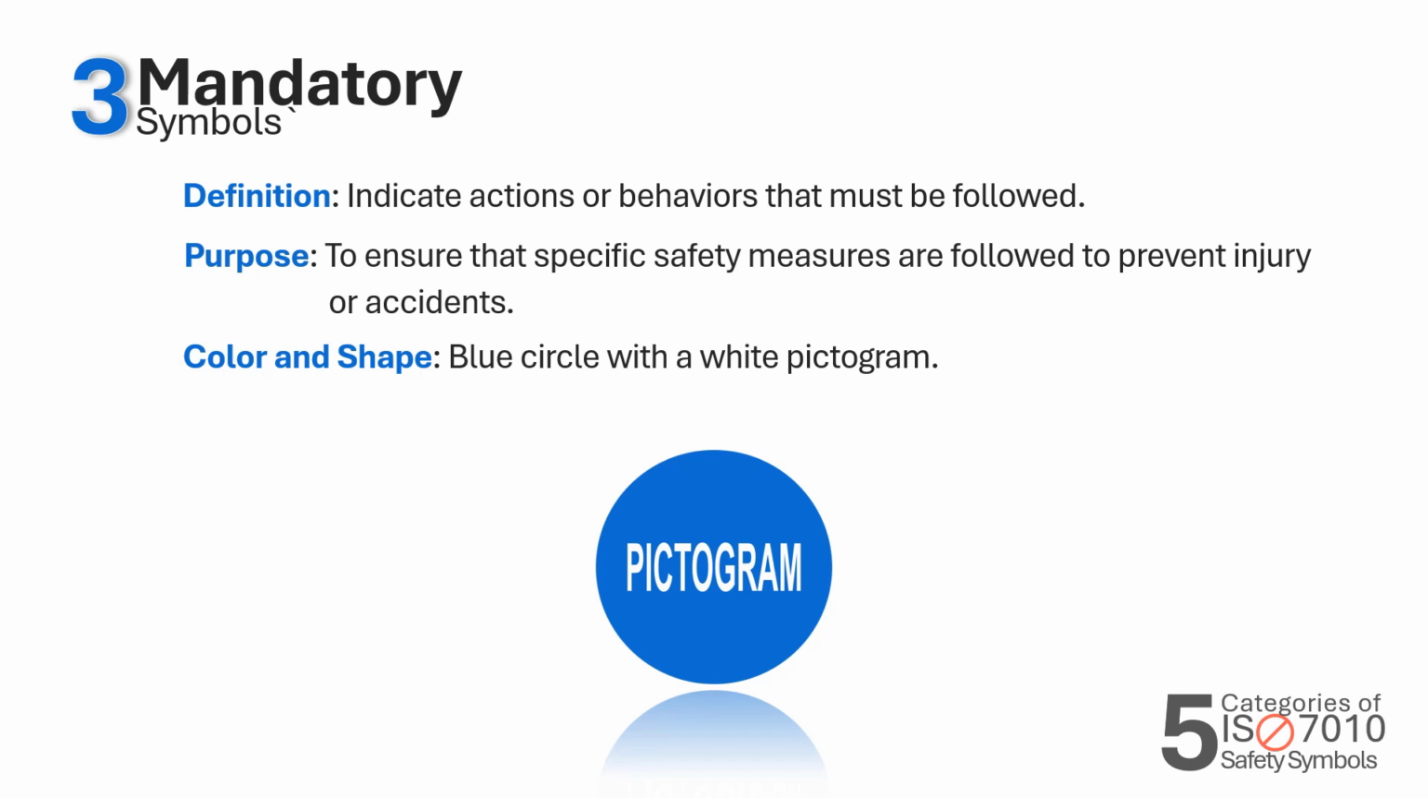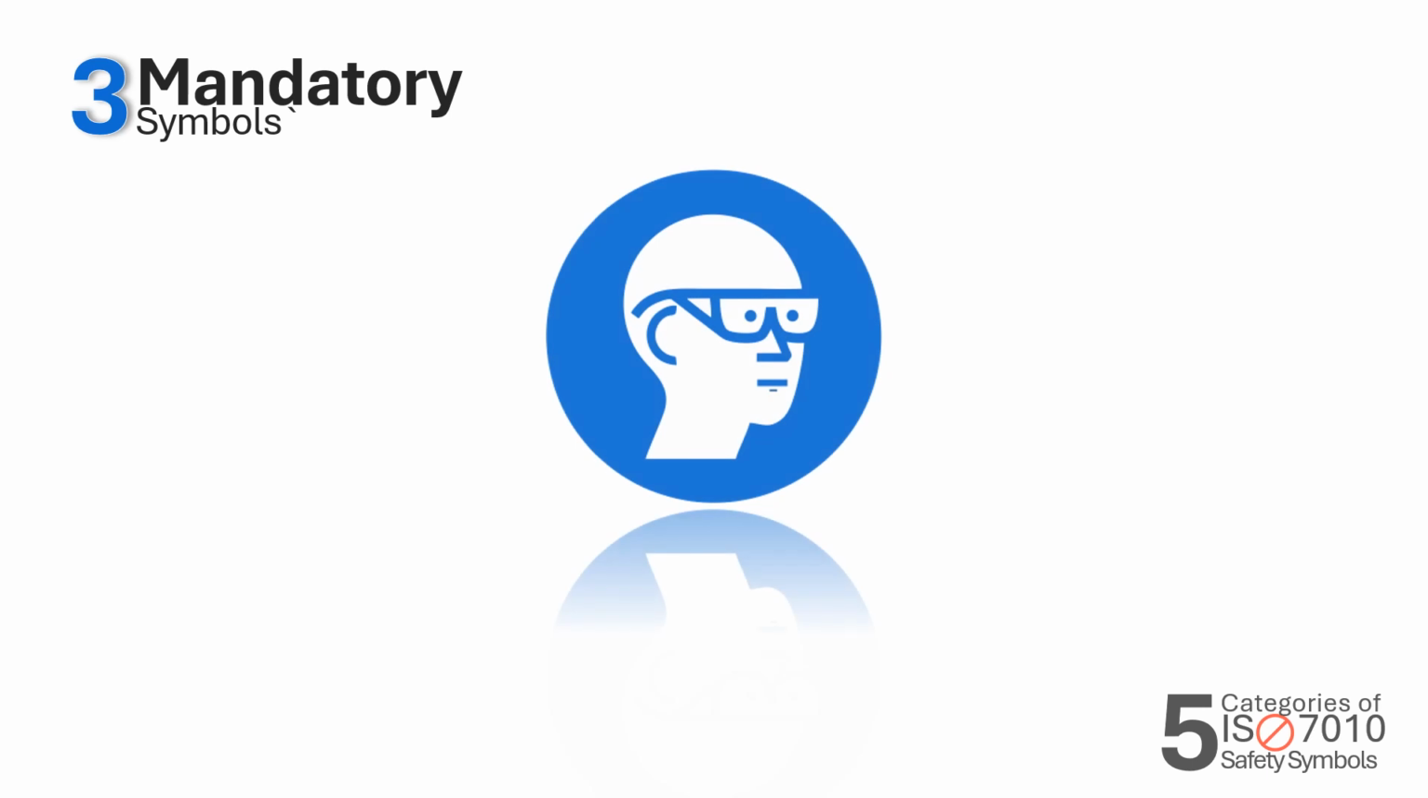How do we recognize them? Mandatory symbols are typically displayed in a blue circle with a white pictogram. The blue color and circle shape make these symbols stand out and clearly show that following these actions is required. The white pictogram inside the blue circle represents the specific action or behavior that must be followed. It's designed to be easy to understand immediately. Let's see if you can identify the following mandatory symbol. Here is the first one.